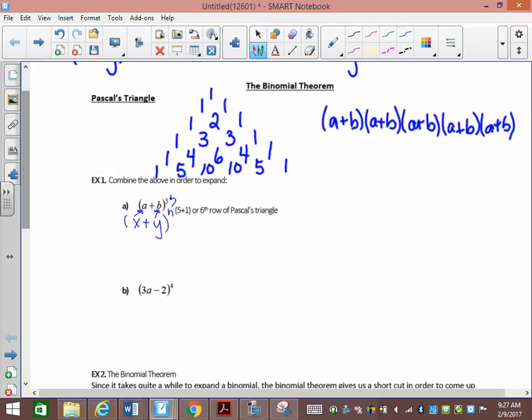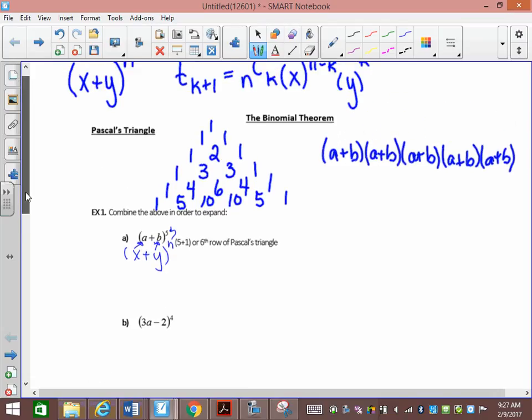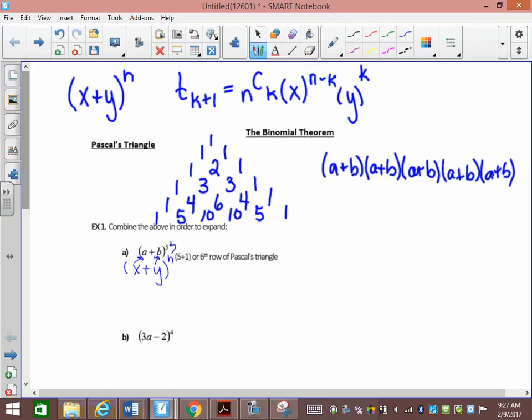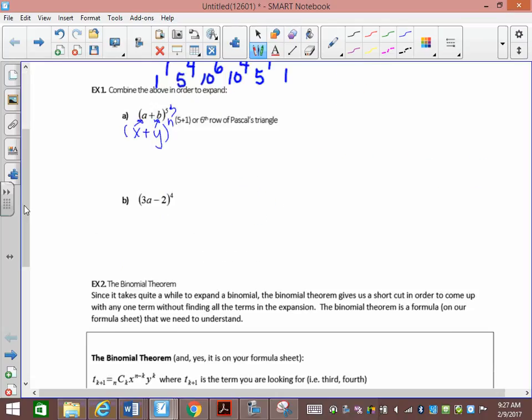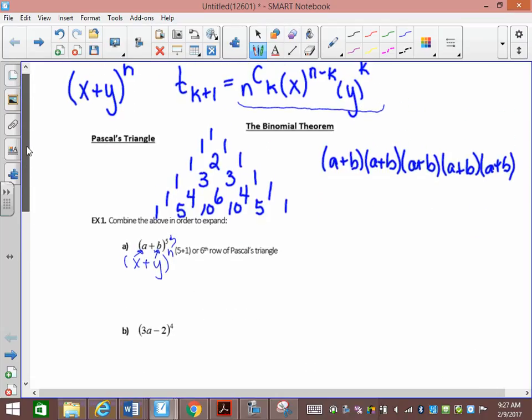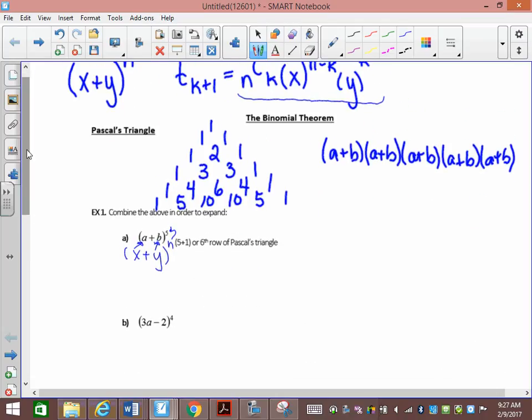So let's start expanding. We use the formula. The formula is nCk x to the n minus k y to the k. So we're going to go n. N is 5.